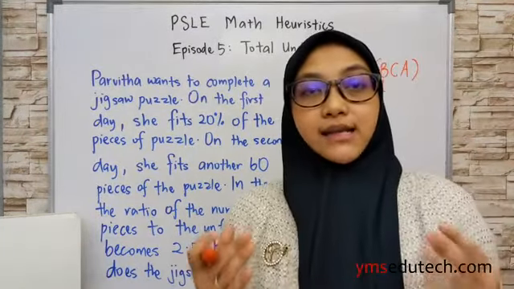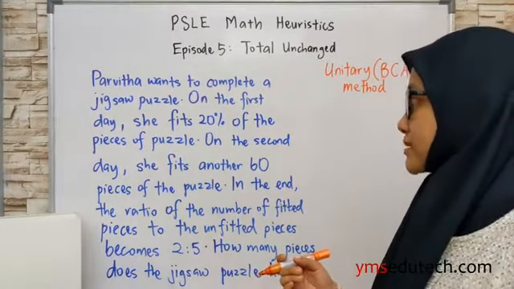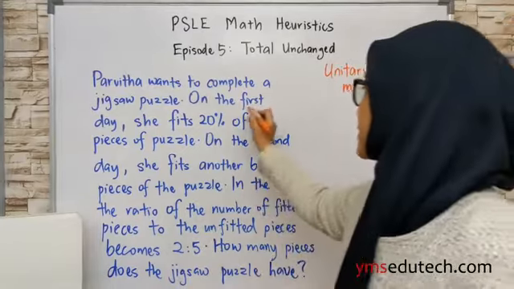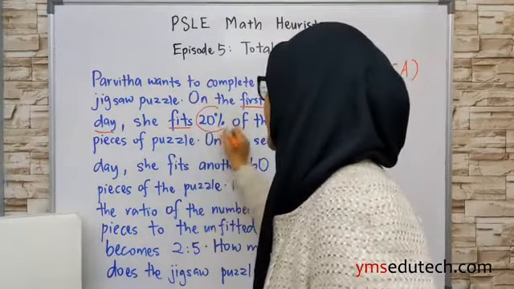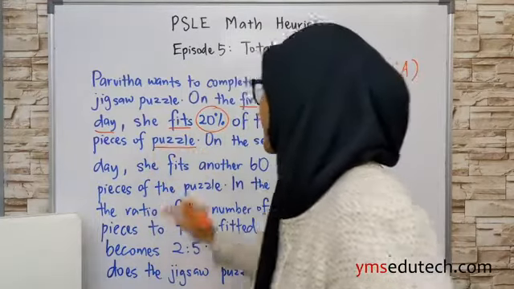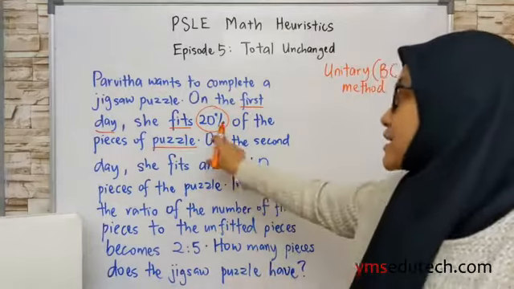Alright, so let us underline the keywords. Pavita wants to complete a jigsaw puzzle. On the first day, she fits 20% of the puzzle. That means she fits 20% of the total number of pieces.